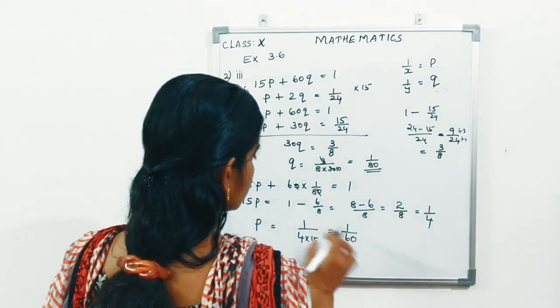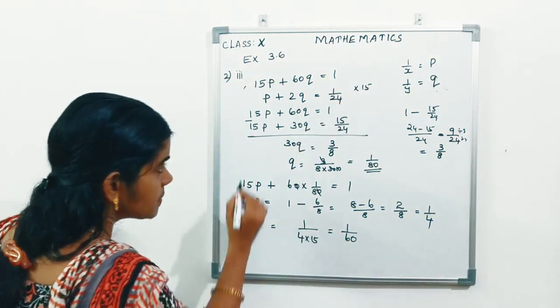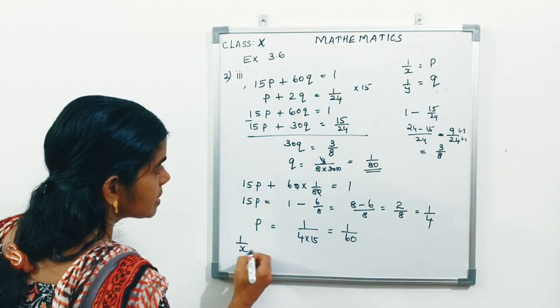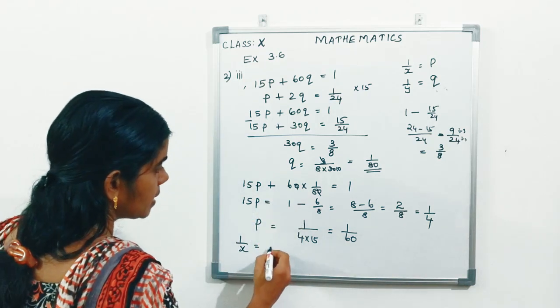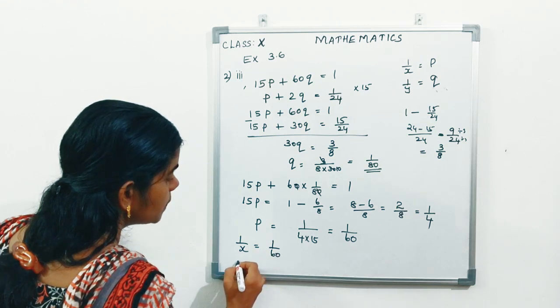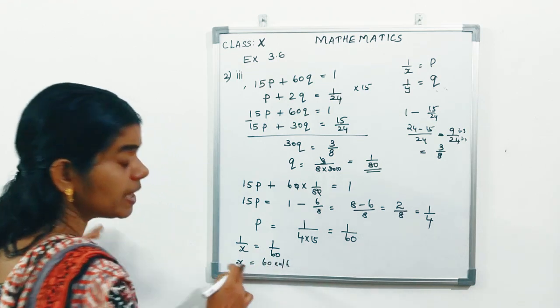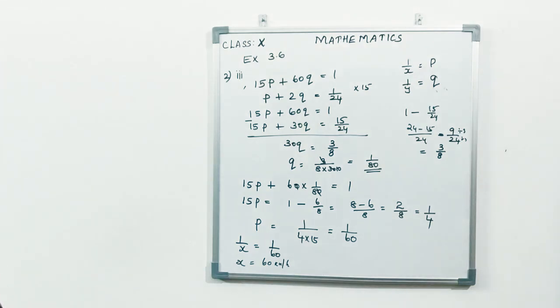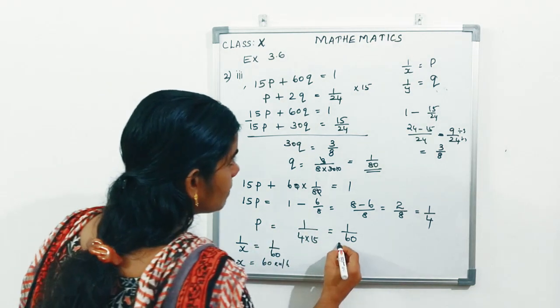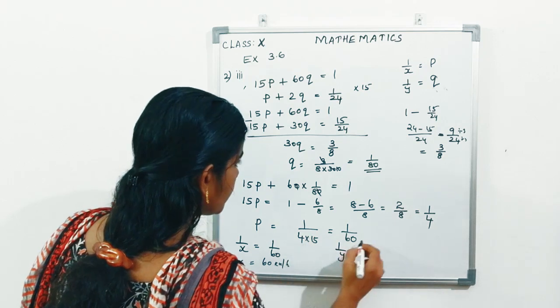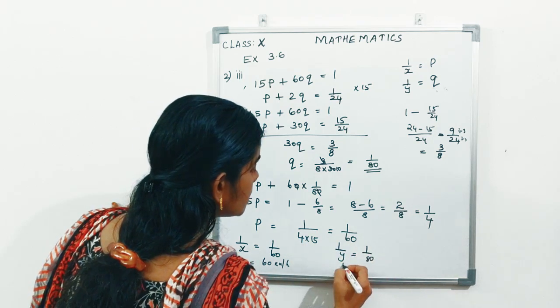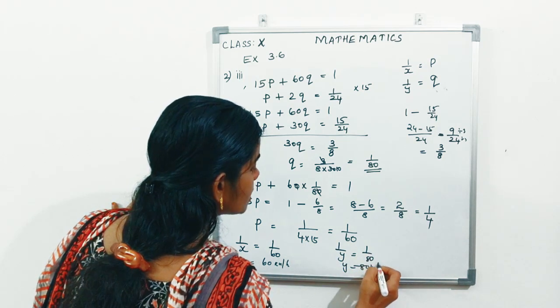1 by 60. Then again you want to substitute. 1 by x is equal to p, that is equal to 1 by 60. Therefore, cross multiplying, x is equal to 60 km per hour. The speed of the train is 60 km per hour. Then 1 by y is equal to 1 by 80. Therefore, y is equal to 80 km per hour.